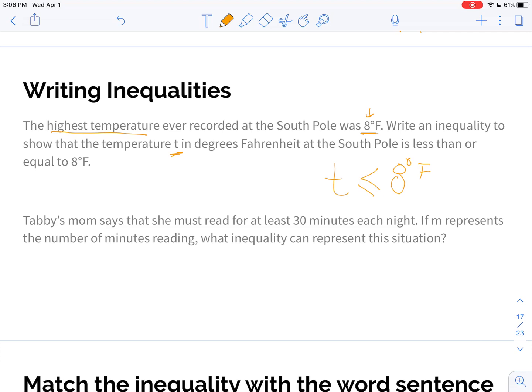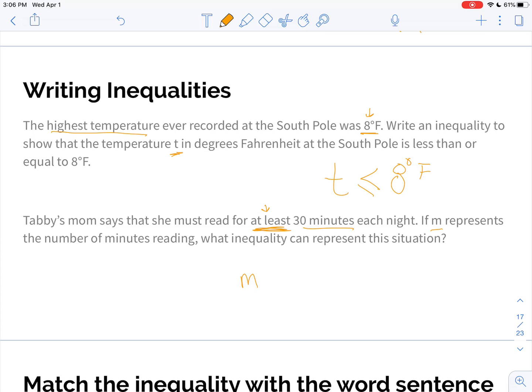Tabby's mom says that she must read for at least 30 minutes each night. So at least 30 minutes each night. If M represents the number of minutes reading, what inequality can represent this situation? So here are these complicated words again, "at least." We know that we're talking about M, or the number of minutes that Tabby is reading, but she needs to read at least 30 minutes each night.